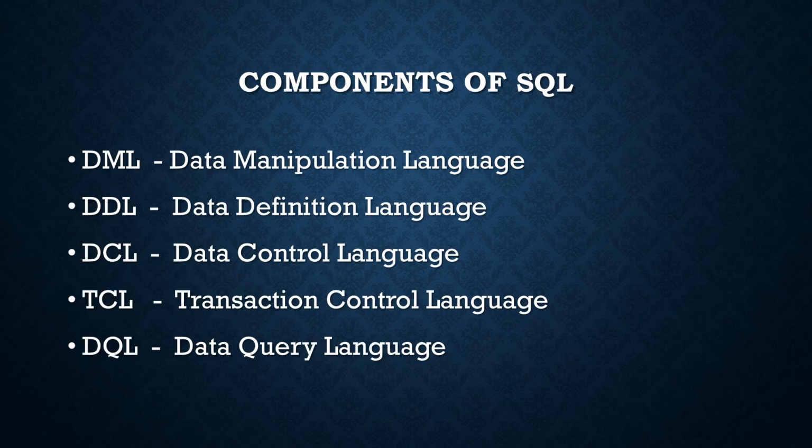Components of SQL. SQL is made up of commands. For every task, we have to type the commands. So first, let me explain the components of SQL. It has 5 components: DML, Data Manipulation Language; DDL, Data Definition Language; DCL, Data Control Language; TCL, Transaction Control Language; and DQL, Data Query Language. These are the 5 important components of SQL.